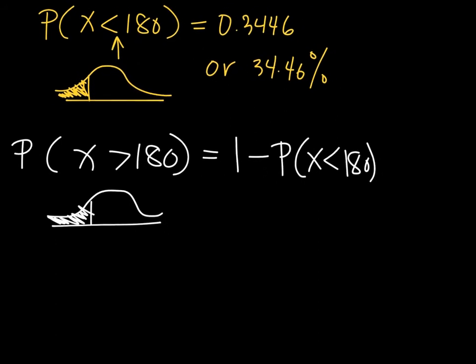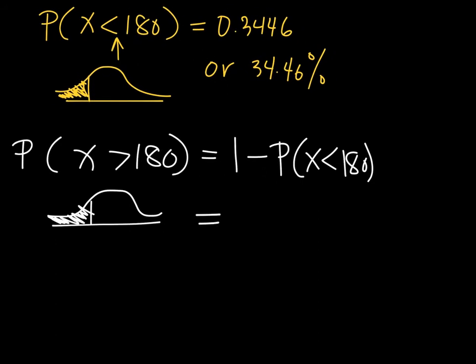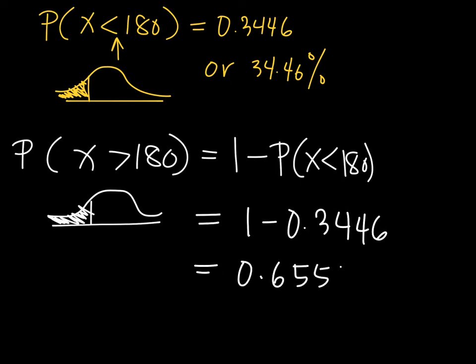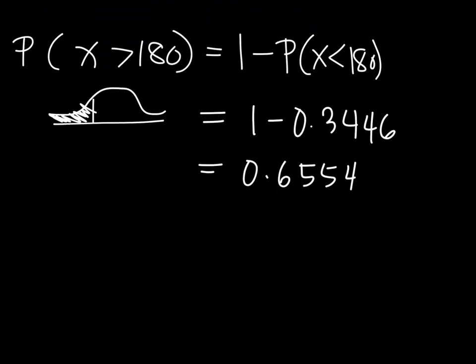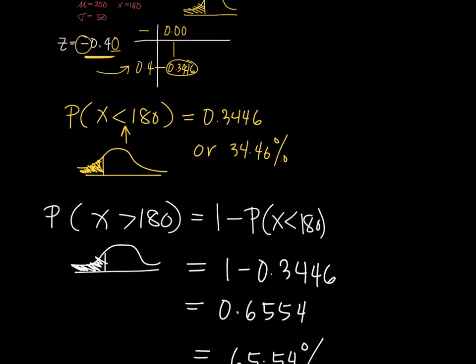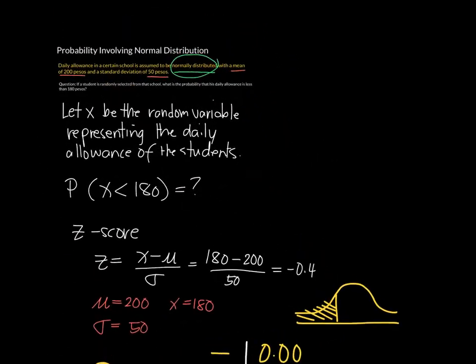So that means since the probability that x is less than 180 is 0.3446, the probability of x being greater than 180 is 1 minus 0.3446. And this will be equal to 0.6554. So the probability that the daily allowance of a randomly selected student is greater than 180 is equal to 65.54%.